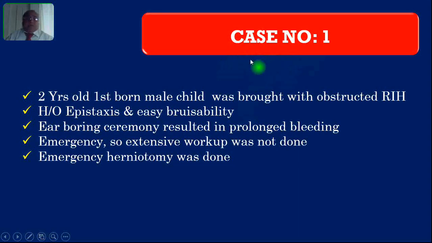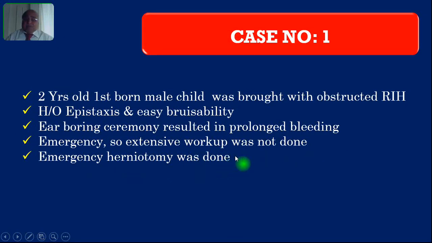So coming to the various cases which we have managed, case number 1 is a 2-year-old firstborn male child who was brought with obstructed right inguinal hernia. There was a history of epistaxis and easy bruisability. The ear boring ceremony resulted in prolonged bleeding. This is an emergency, so an extensive workup was not done.